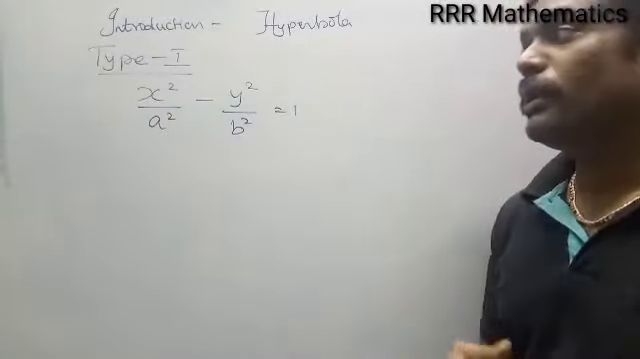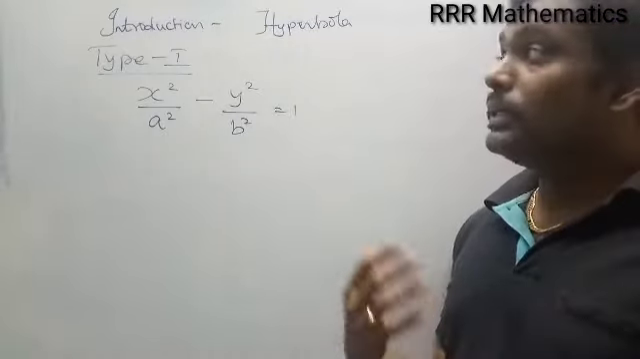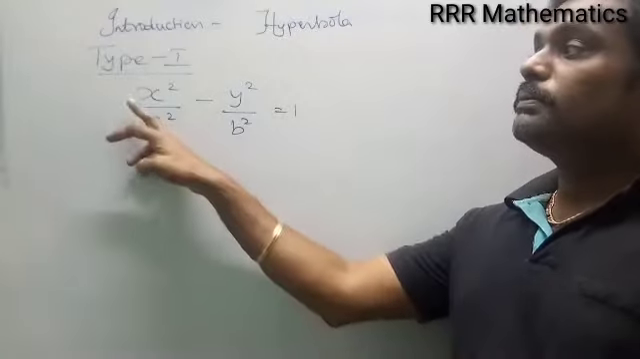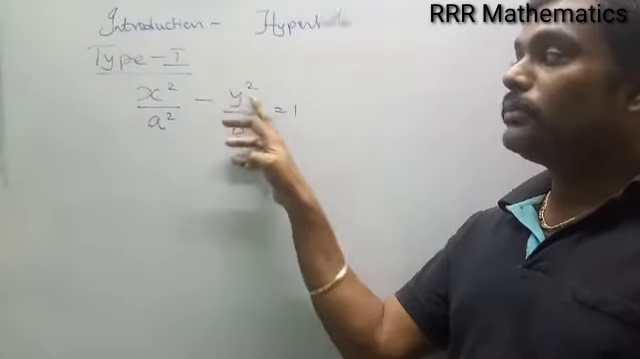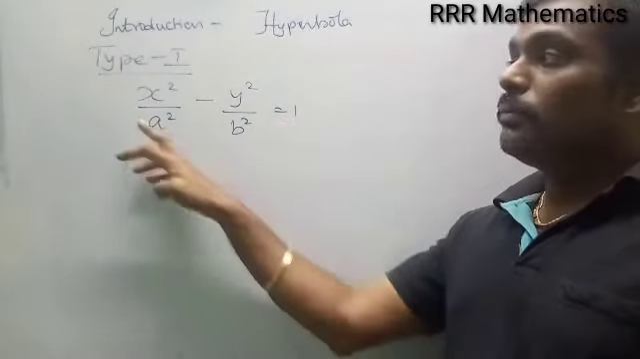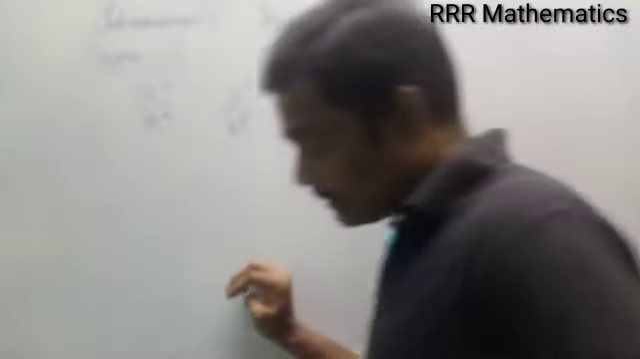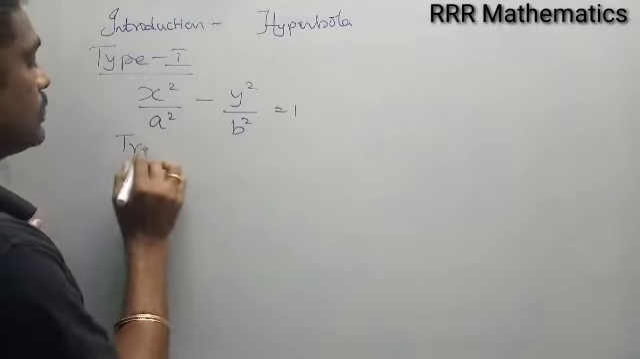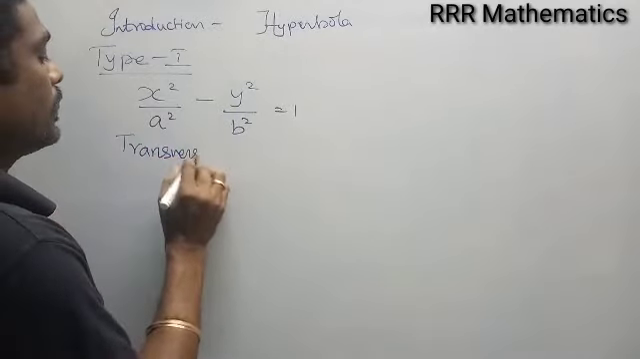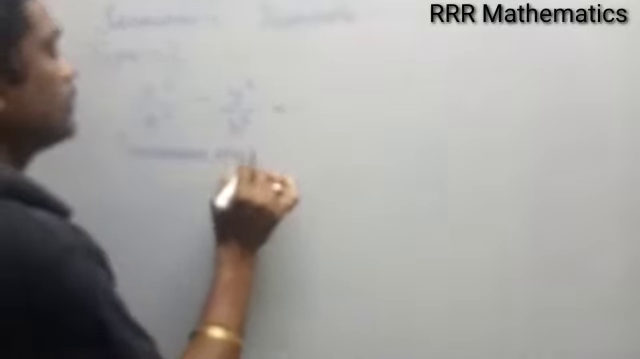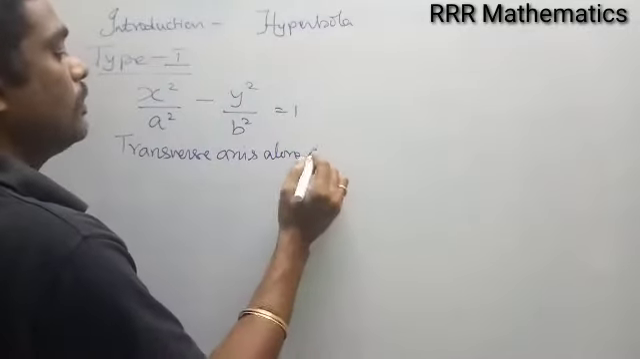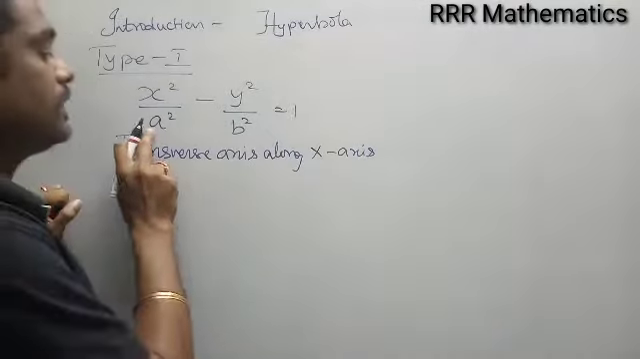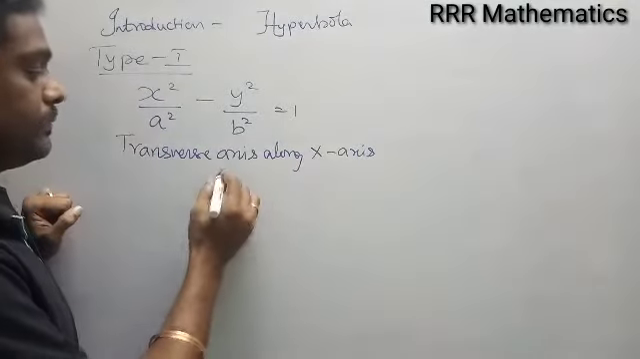In ellipse, we use the words major and minor. But in case of hyperbola, we use the words transverse and conjugate. So in this case, plus x square by a square minus y square by b square equal to 1. Plus x square by a square. Therefore, transverse axis along x-axis.